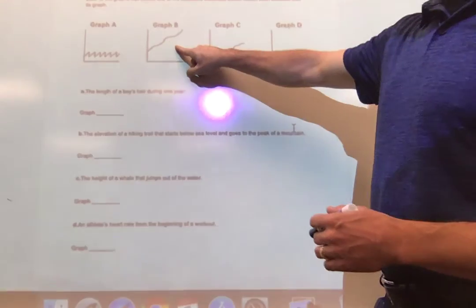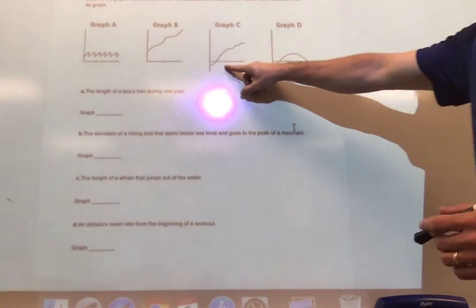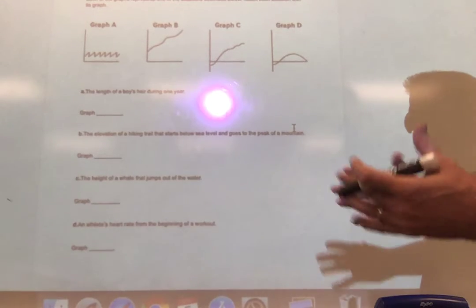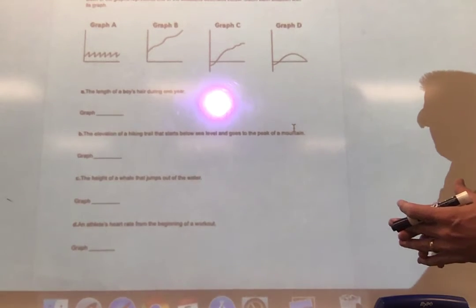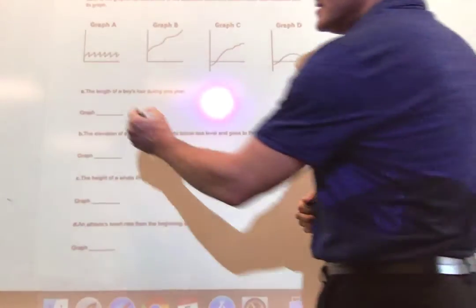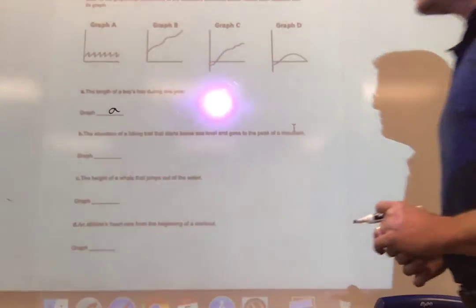If you look at the other ones, you're seeing these are going up the whole time, so I don't know where there'd be a haircut, where it gets shorter again and goes down with the length of the hair. And this one kind of looks like below something, so that's not making a lot of sense. So graph A would match that situation.